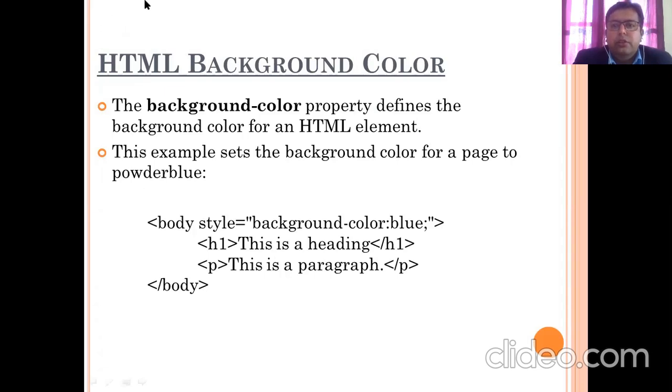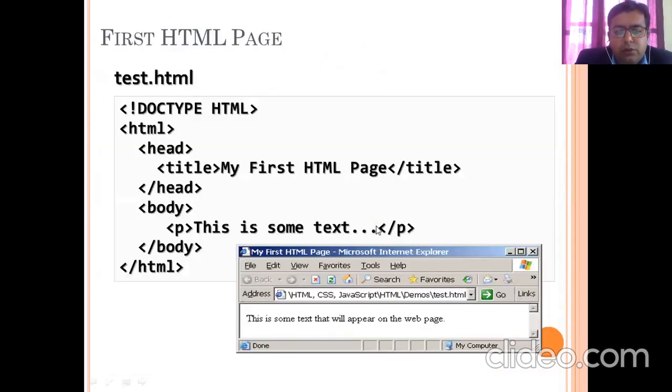This is where we are going to discuss the background color tag. If I want to provide the background color, what tag do I have to use? The background color property defines the background color for an HTML element. This example sets the background color for a page to a powder blue color. For example, inside the body tag you first write style equal to double quote background-color, colon, blue, then semicolon. We have seen this over here also.